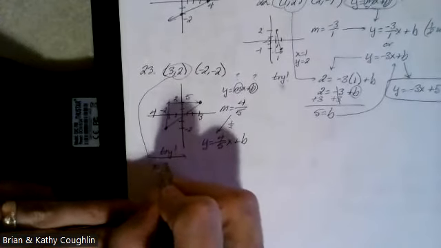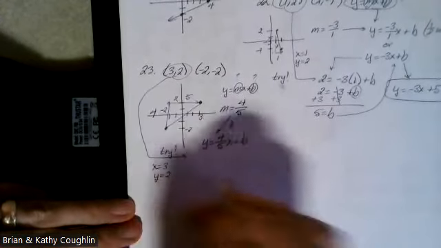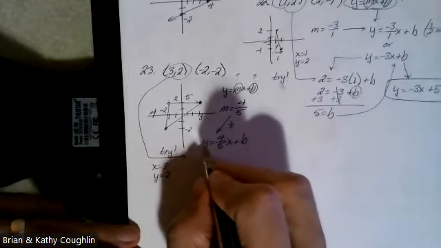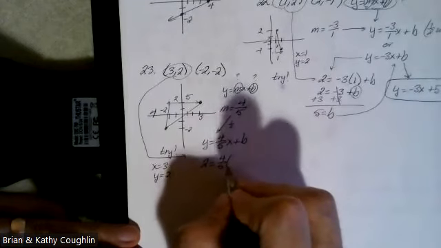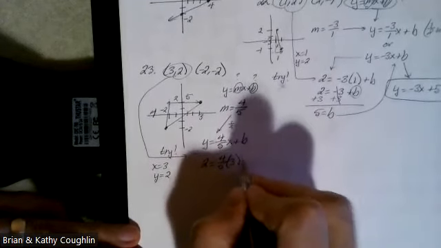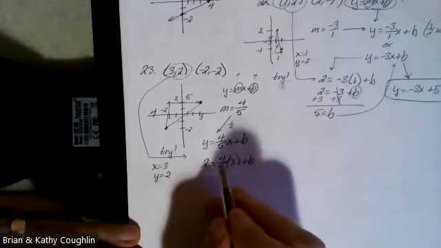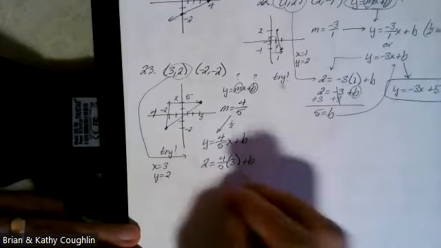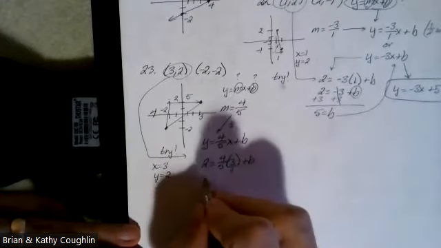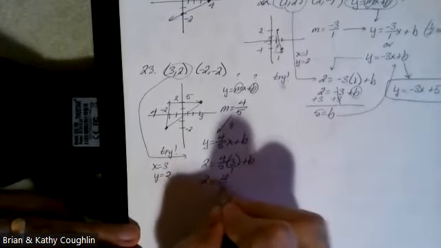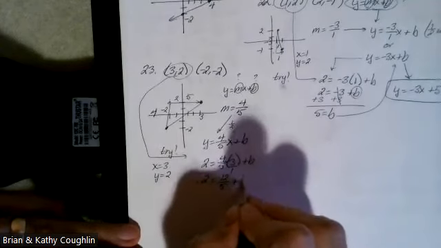So x is 3 and y is 2. Let's try it. So y is equal to 2 is 4/5 parentheses x is 3 plus b. Now, how do you multiply 4/5 times 3? Fraction times a whole number. Got to make the whole number a fraction. So 2 equals 12 over 5 plus b.